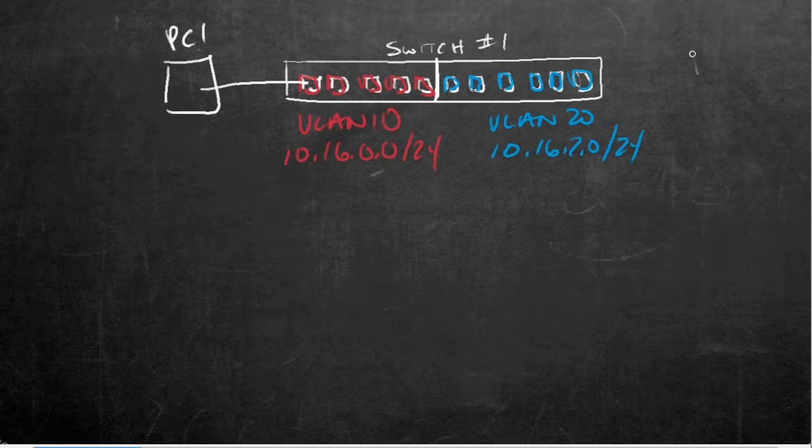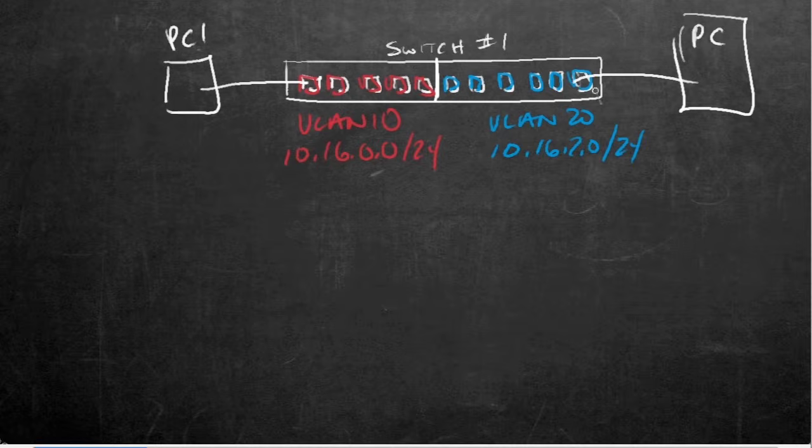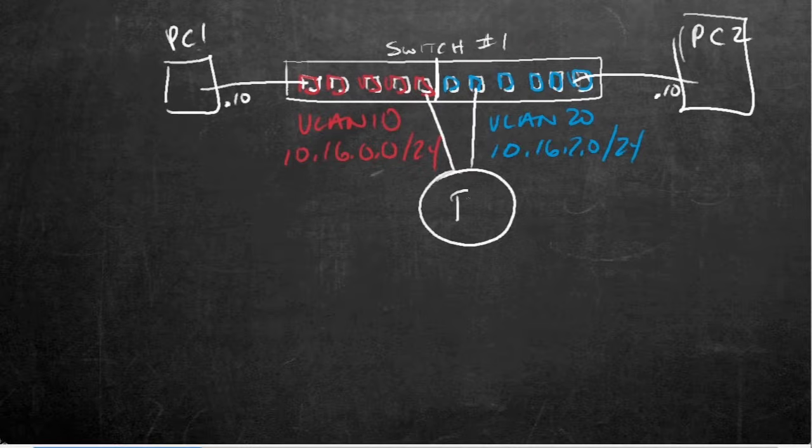PC1 plugged into this port is now in VLAN 10. If we take PC2 over here on the right and plug it into this port, PC2 is now in VLAN 20. And maybe there's a router with a logical interface in each VLAN, and we give them the IP address of .1 here and .1 here. PC1 can use .1 as a default gateway, and PC2 can use .1 as a default gateway. Now PC1 and PC2 can send packets to each other on their respective networks and get responses because the router is providing layer 3 routing.